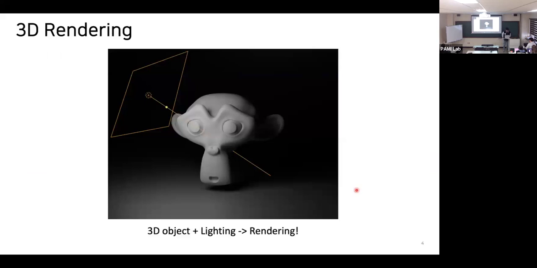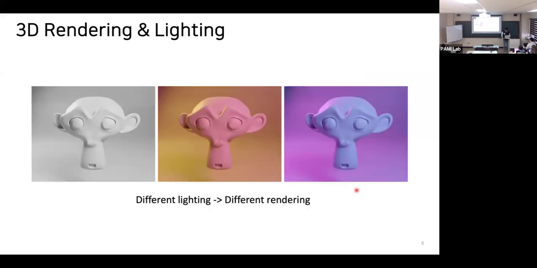An environment map is highly related to 3D rendering. When we try to render a 3D object, we should know about the lighting condition. This lighting condition is really important because even with the same object, its appearance can be really different depending on the lighting.